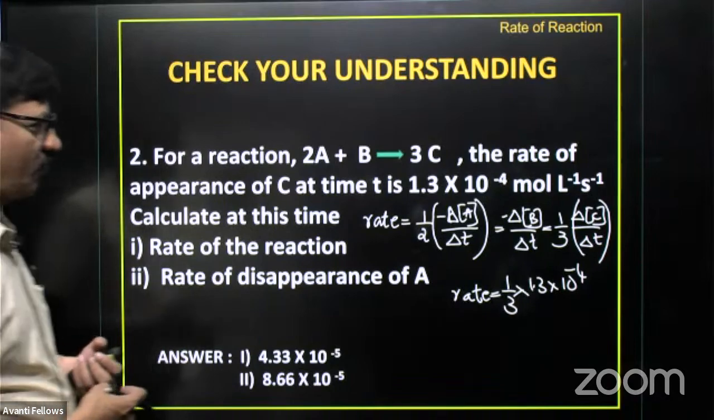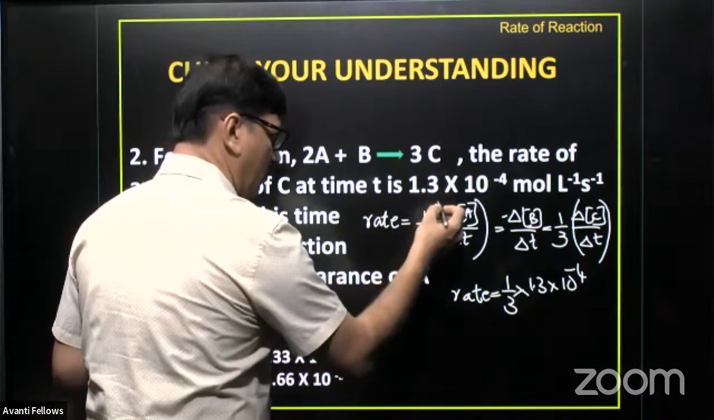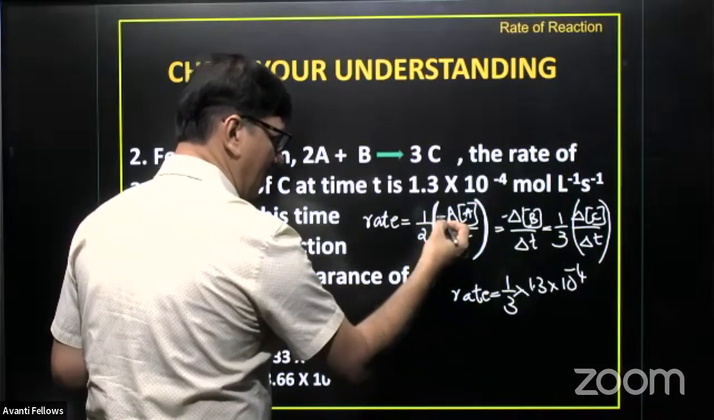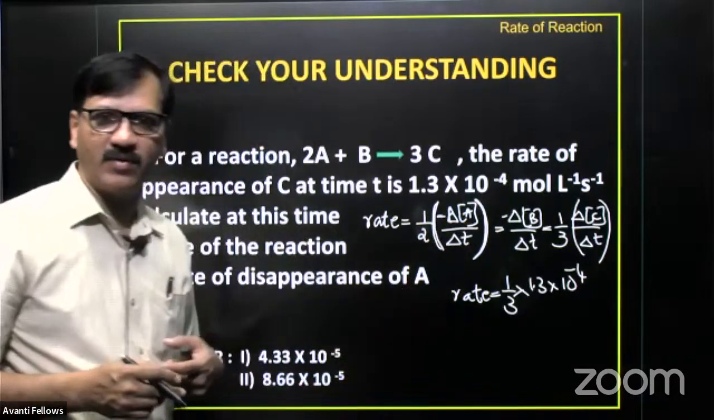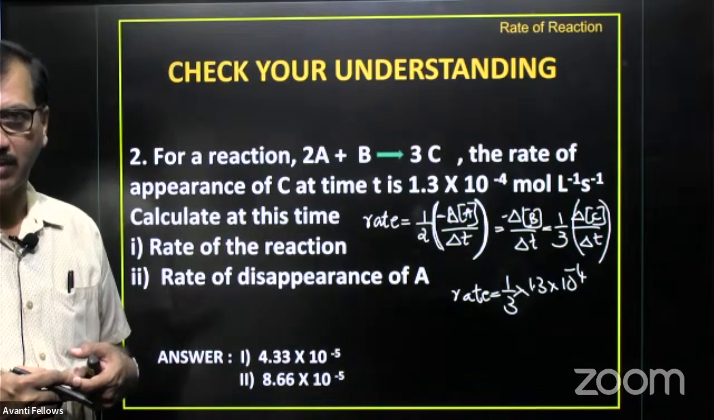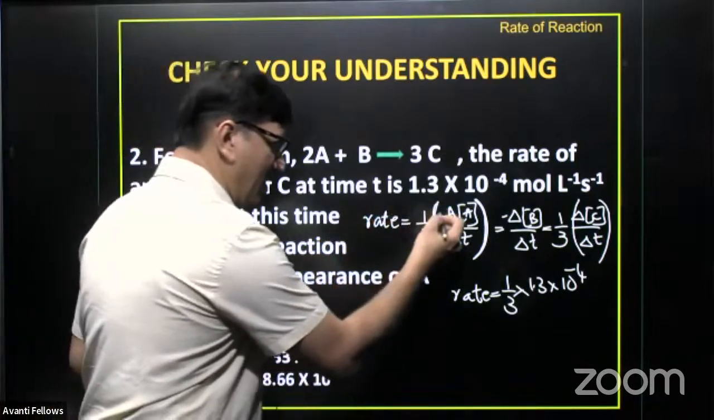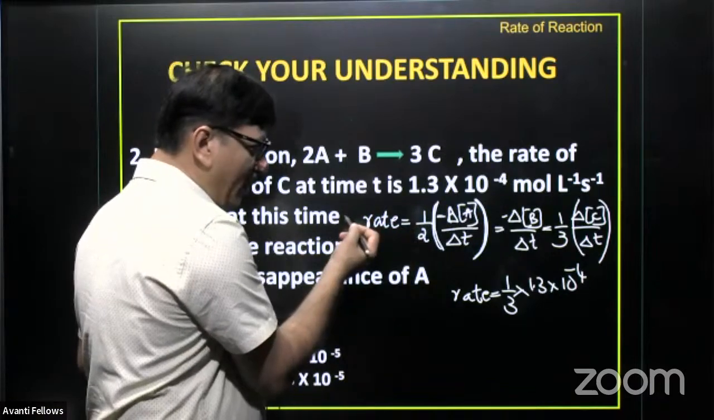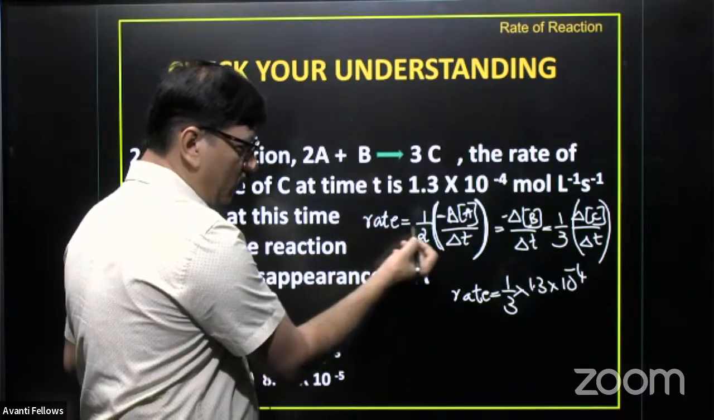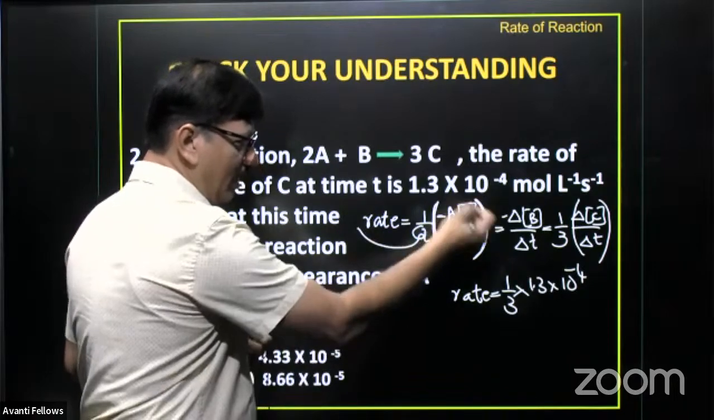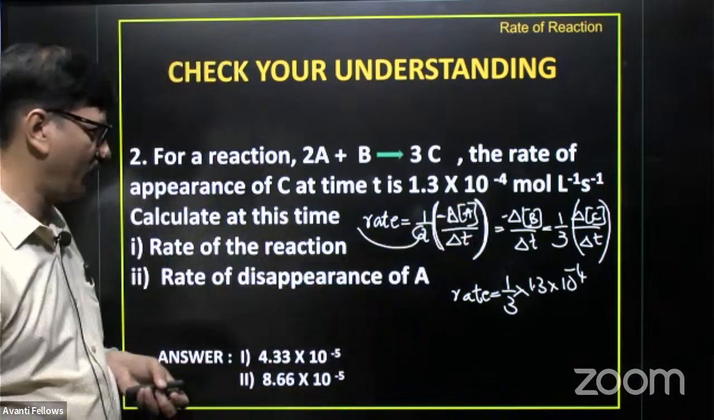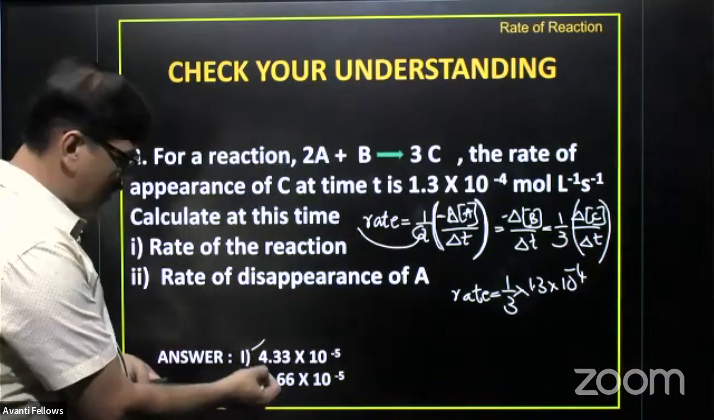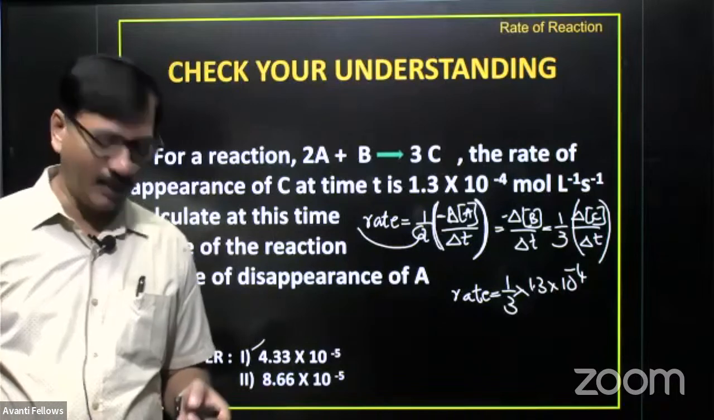Now you have to find the rate of disappearance of A. Students, see that this is the rate of disappearance, so along with the negative sign you have to take it. This is the definition: rate of disappearance is minus delta A by delta T. Once the rate is known, multiply this by 2. This 2 is to be brought here, so that you get the rate of disappearance of A. So the rate is already there, therefore it should be double of this. Double of this is 8.66. Okay, tallies.